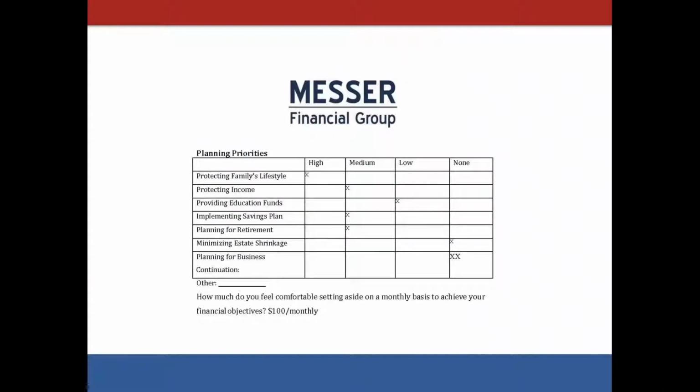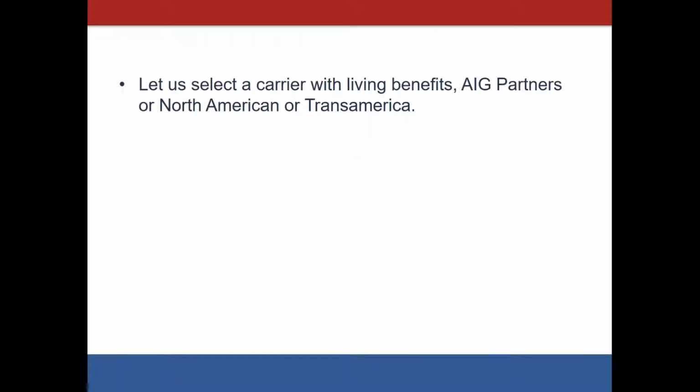When we've done that, and we've determined that that $100 a month is going to be our base point, what we want to do next is look for carriers that we have the confidence in that will provide to this family living benefits. And again, in our selection of carriers today, we're trying to give an additional benefit that other agents in the field might not be offering. So with our relationship with American General Partners, North American and Transamerica, we know that all three of these carriers are going to offer living benefits.